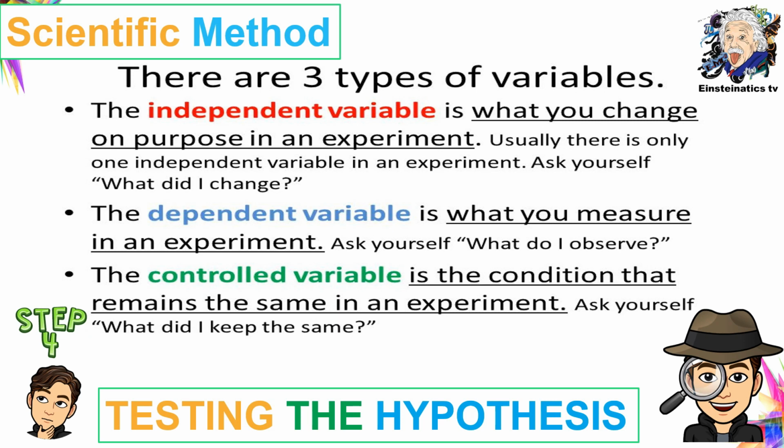Now, it is quite easy to differentiate the three. The independent variable is what you change on purpose in an experiment. You can ask yourself: what did I change? On the other hand, the dependent variable refers to what you measure in an experiment. This refers to: what do I observe? And for the last one, the controlled variable is the condition that remains the same in an experiment.